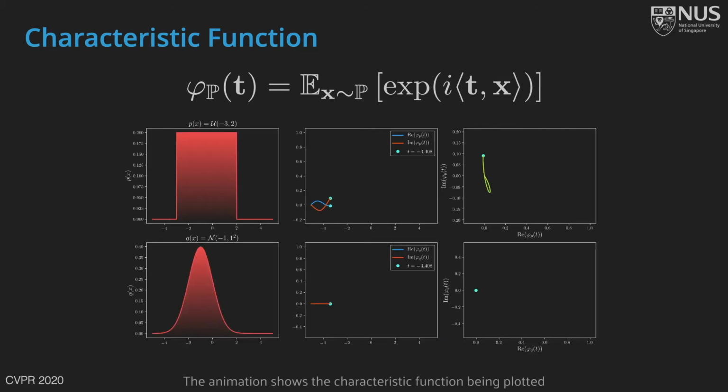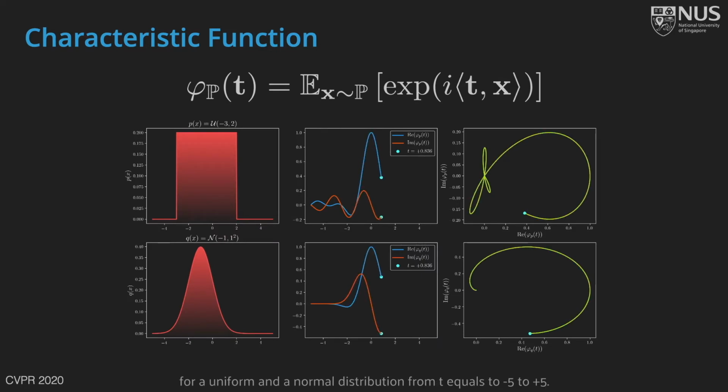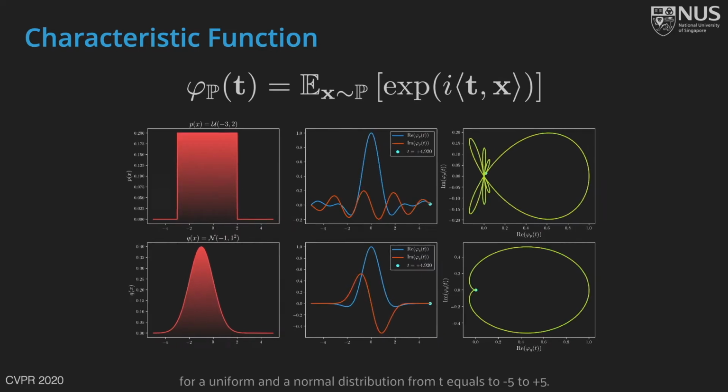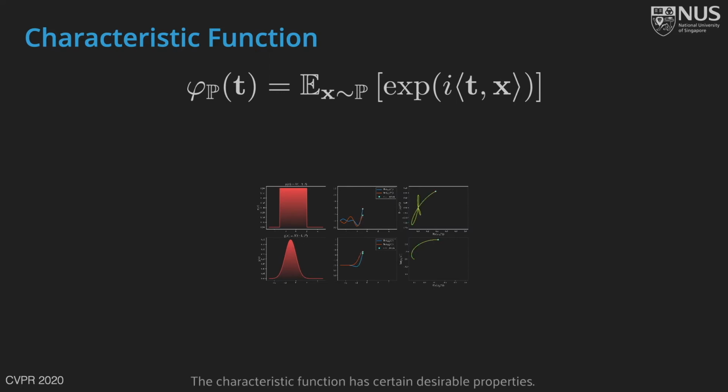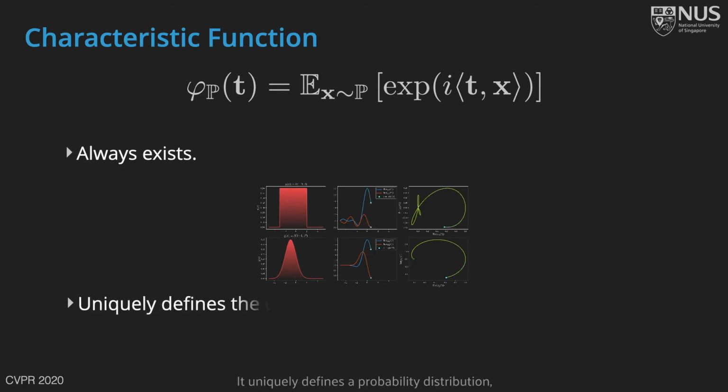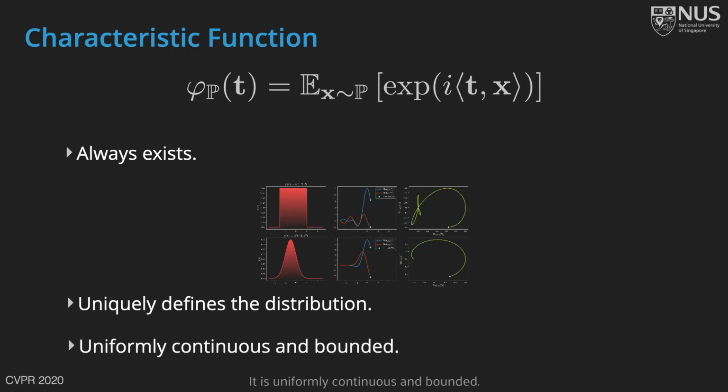The animation shows the characteristic function being plotted for a uniform and a normal distribution from t equals -5 to +5. The characteristic function has certain desirable properties. It always exists even when the density function doesn't exist. It uniquely defines a probability distribution, which means that two distributions are equal if and only if their characteristic functions are equal. It is uniformly continuous and bounded.